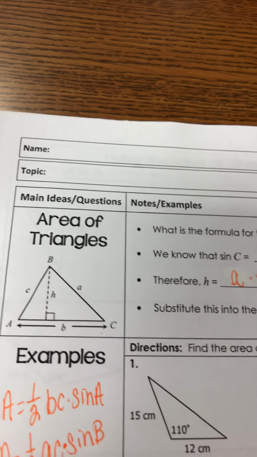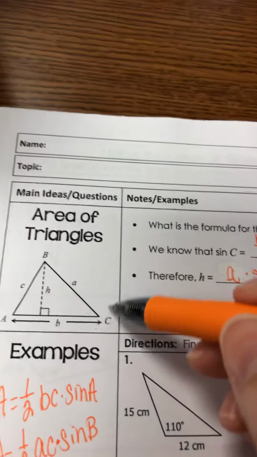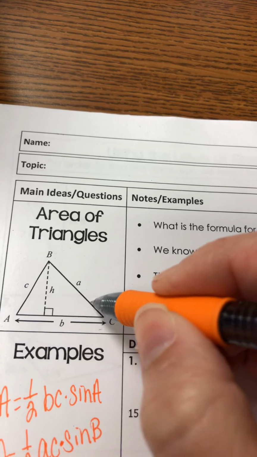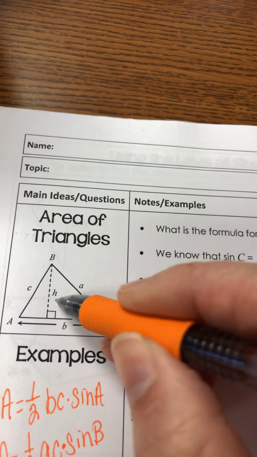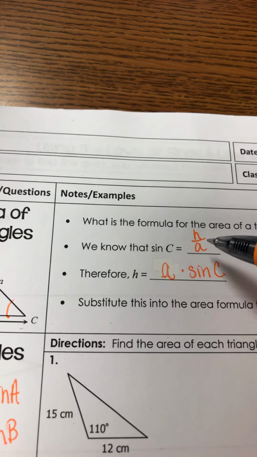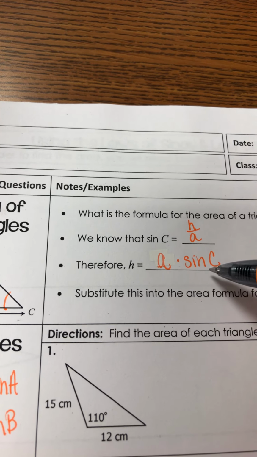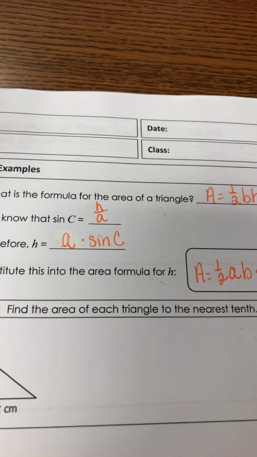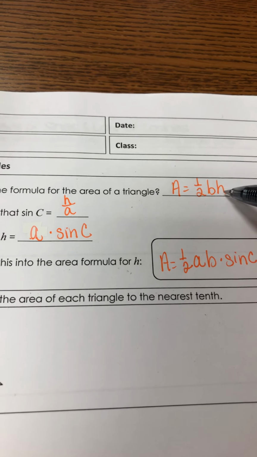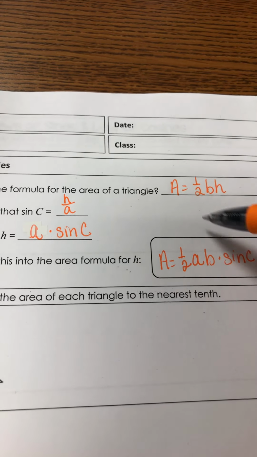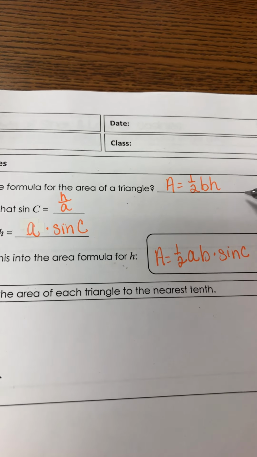Now, on this particular sheet right here, it tells me that the sine of C, if we're looking for this angle right here, is equal to opposite over hypotenuse, which would be h over a. And if I wanted to solve for h, it would be a times the sine of C. So I could substitute into this formula, and I can replace h with a times the sine of C. So I'd have 1/2 times the base times a times the sine of C.